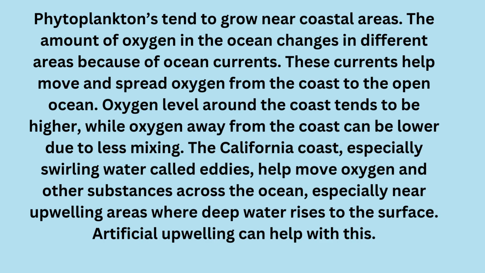The amount of oxygen in the ocean changes in different areas because of ocean currents. These currents help move and spread oxygen from the coast to the open ocean. Oxygen level around the coast tends to be higher, while oxygen away from the coast can be lower due to less mixing. The California coast, especially swirling water called eddies, help move oxygen and other substances across the ocean, especially near upwelling areas where deep water rises to the surface. Artificial upwelling can help with this.